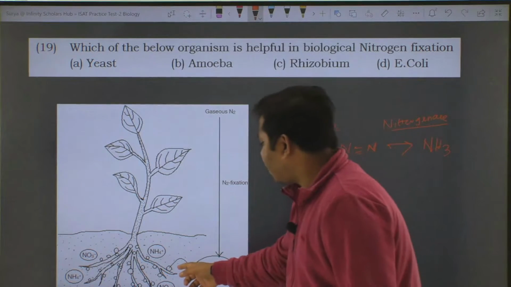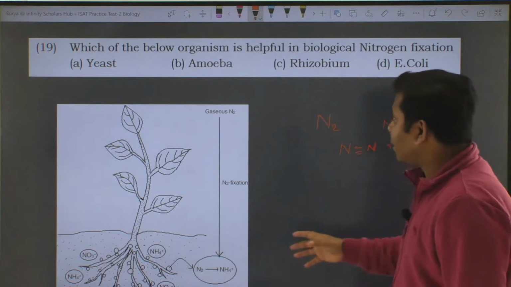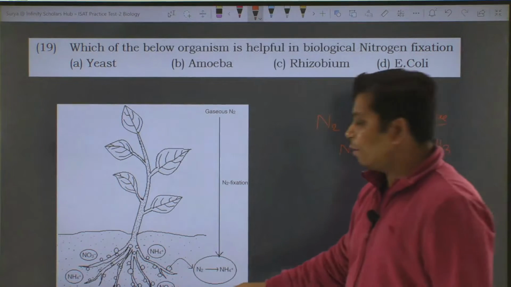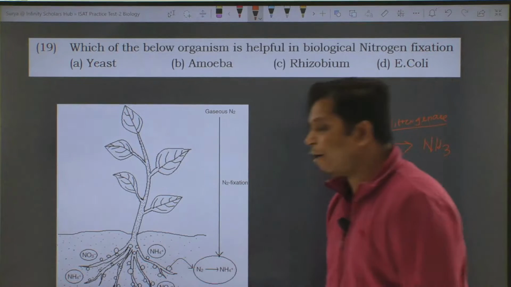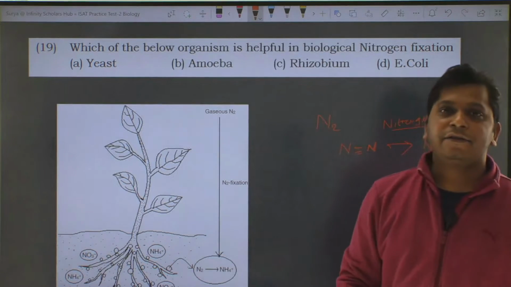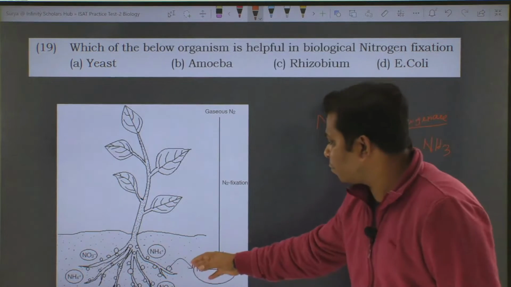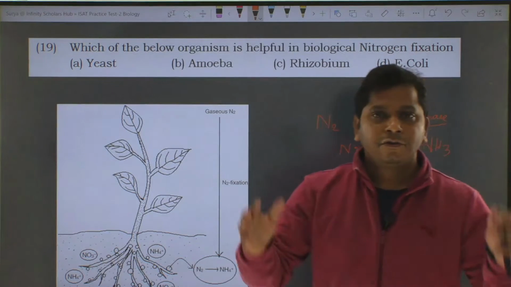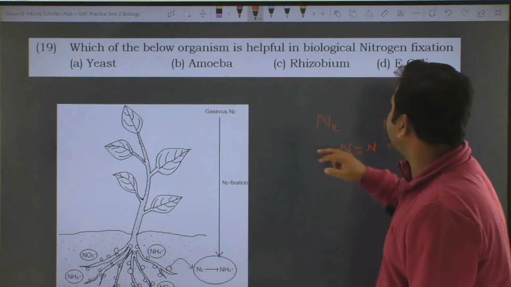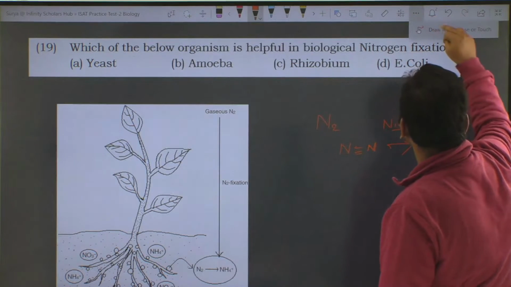In this symbiotic association, the bacteria help to produce ammonia, so that this ammonium compound can be utilized by the plant, and the plant provides the necessary nutrients for the growth of the bacterium. So it is a symbiotic relationship. The answer for this one is going to be rhizobium.